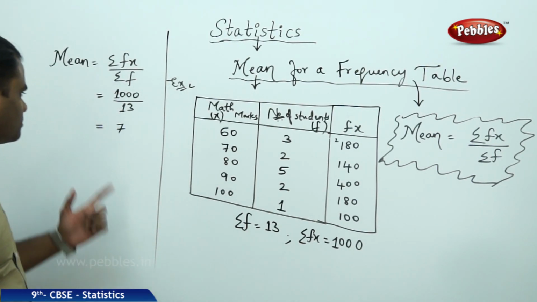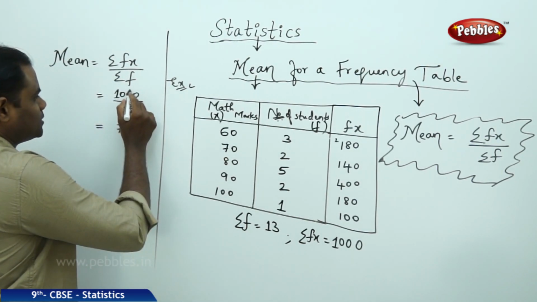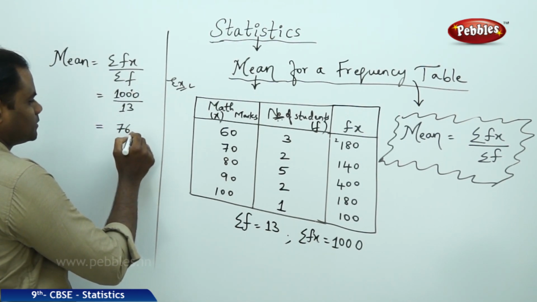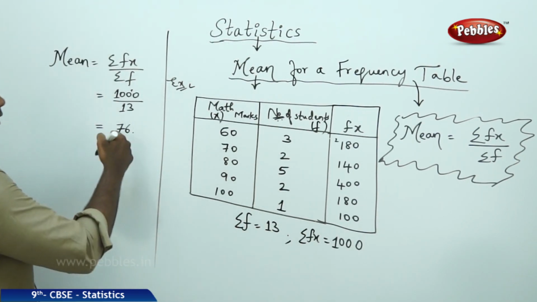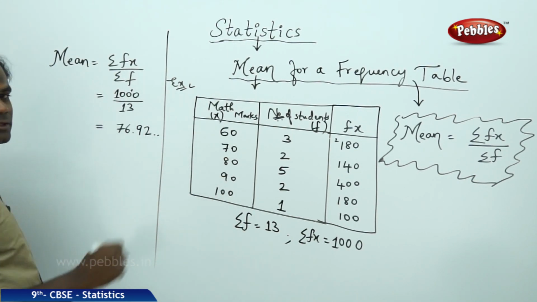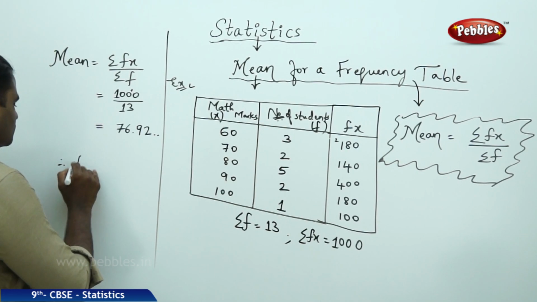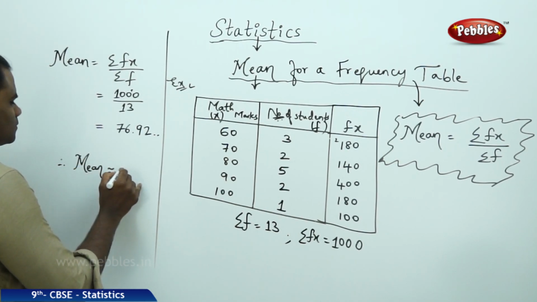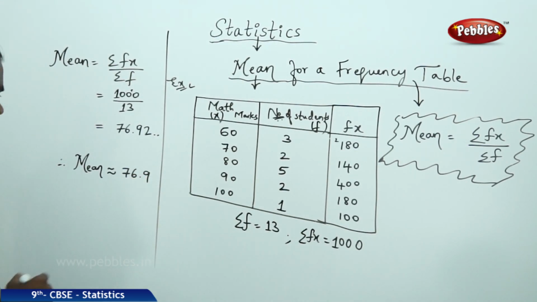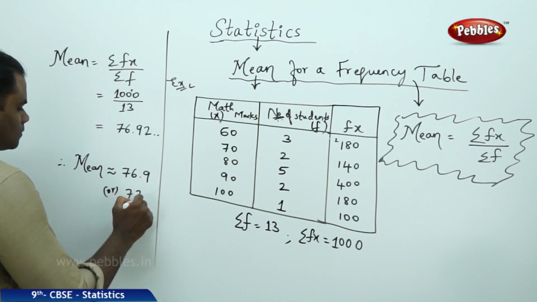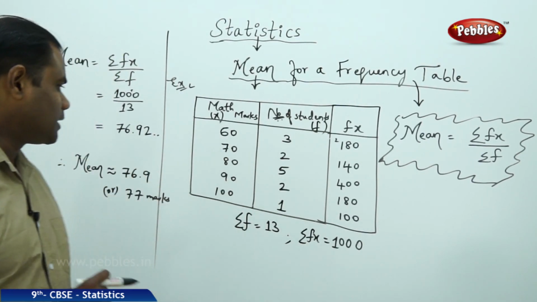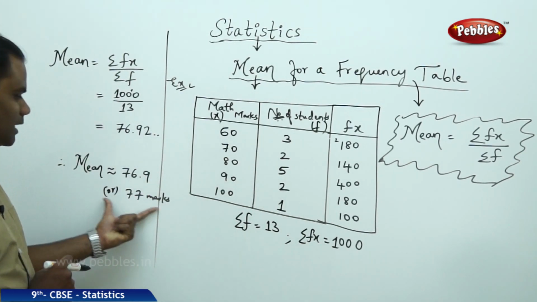So now 1000 by 13, which is 13 sevens 91, and 90, and then 90 goes, 13 sixes are 78, and then I get this to be 80, 12 120, and 13 nines, etc. So this comes out to be 76.9 or 77 marks. So what does this make me understand? It makes me understand that the mean marks in the class is 77 marks.